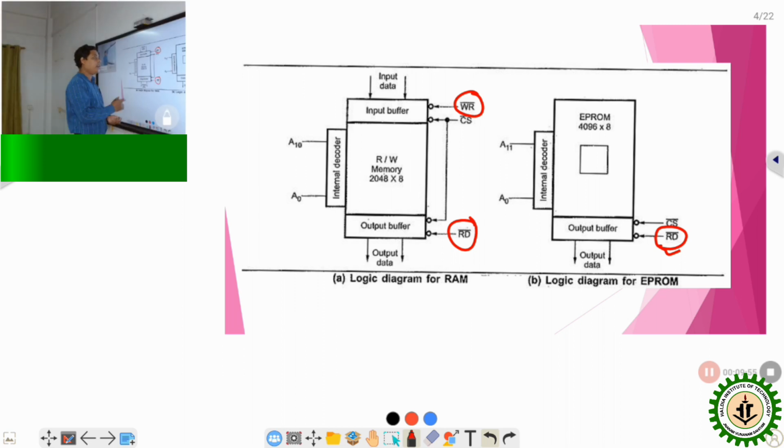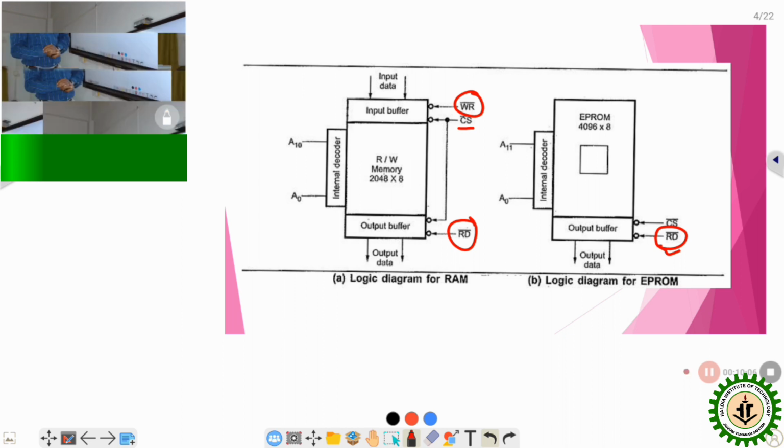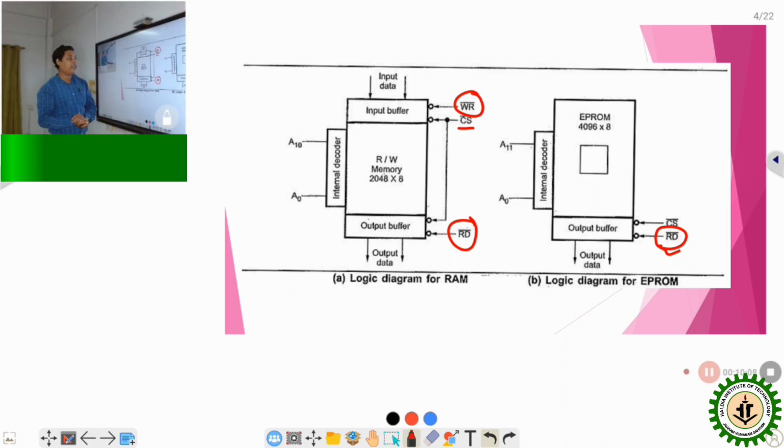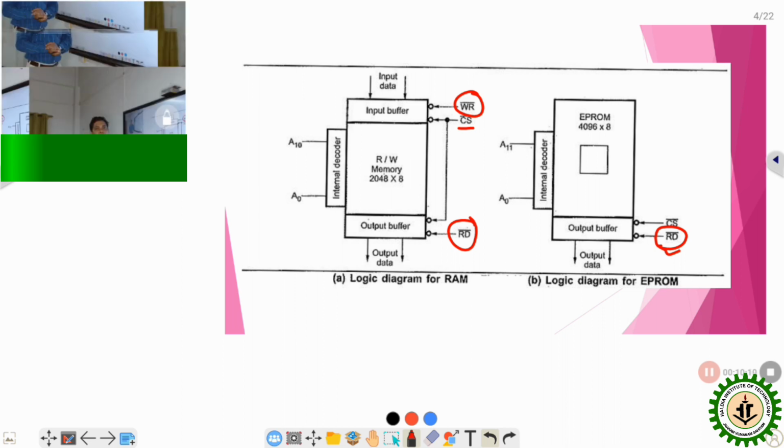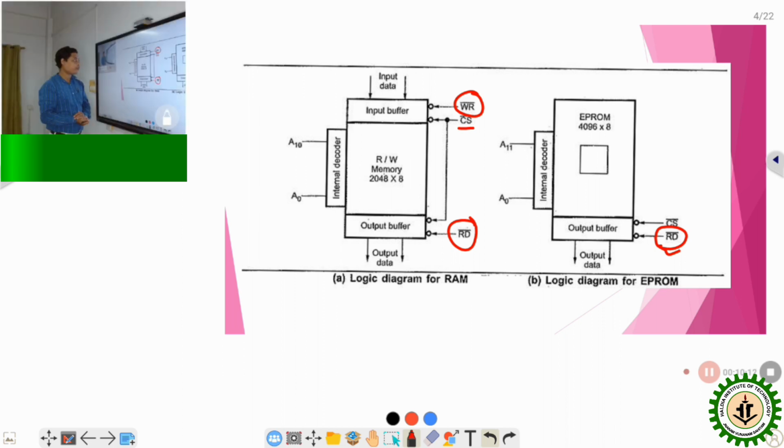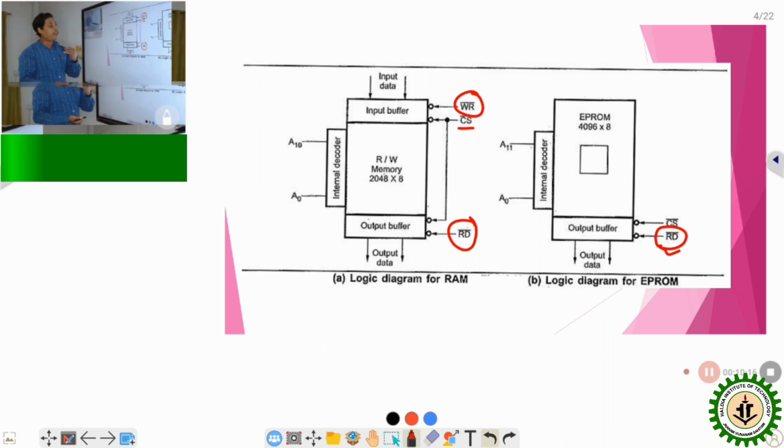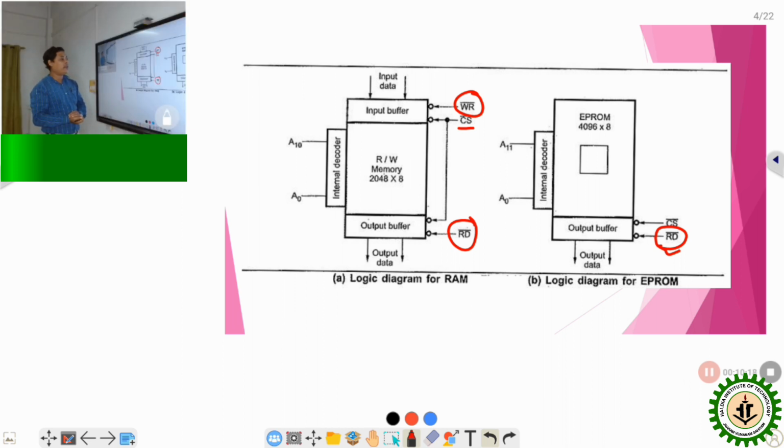Chip select: to enable the whole chip, the chip select line must be enabled. So with every memory device, one chip select signal is present, and usually this chip select signal is active low. And depending on the amount of memory, the number of address lines present varies.